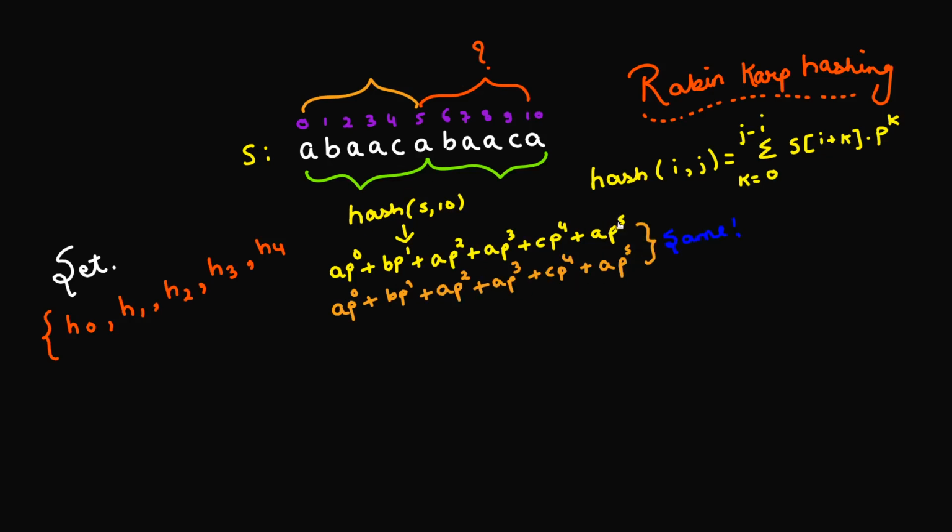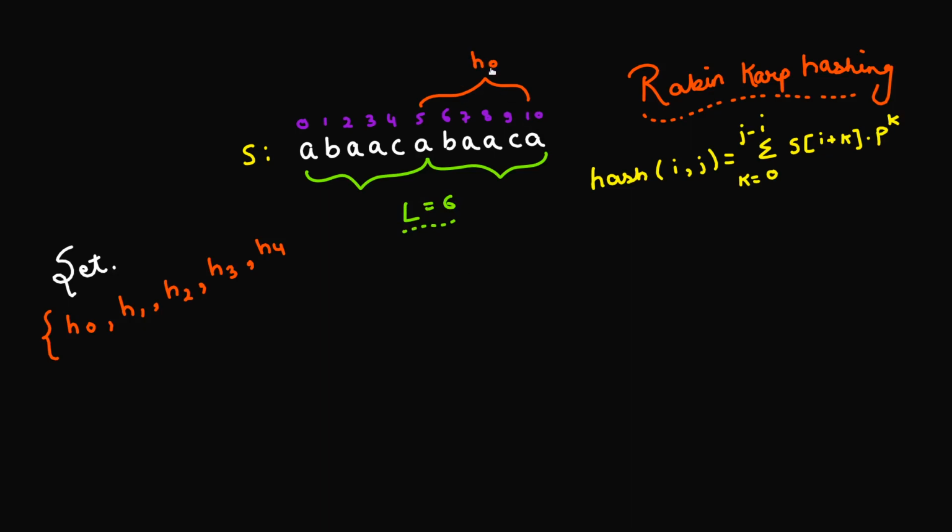And if you notice, these two hashes are exactly the same. Well, of course, the reason being that these two substrings, from index 0 to 5, which is a, b, a, c, a, and the other substring from index 5 to 10, which is again a, b, a, c, a, are exactly the same, that is why their hash is also going to be the same. And that is why when I compute the hash of this segment from index 5 to index 10, that's going to be h0, the hash that we already have in our set.